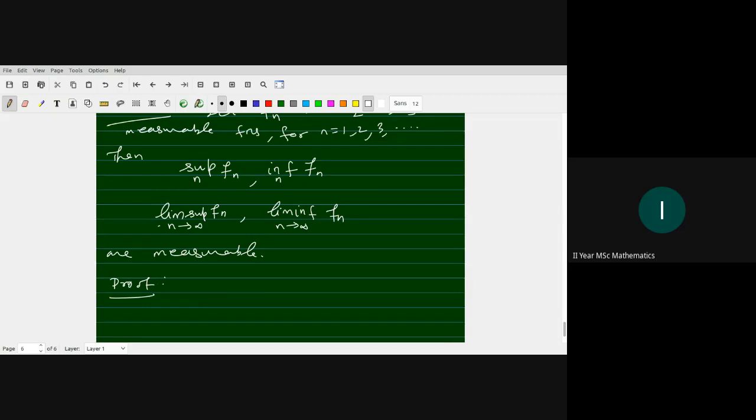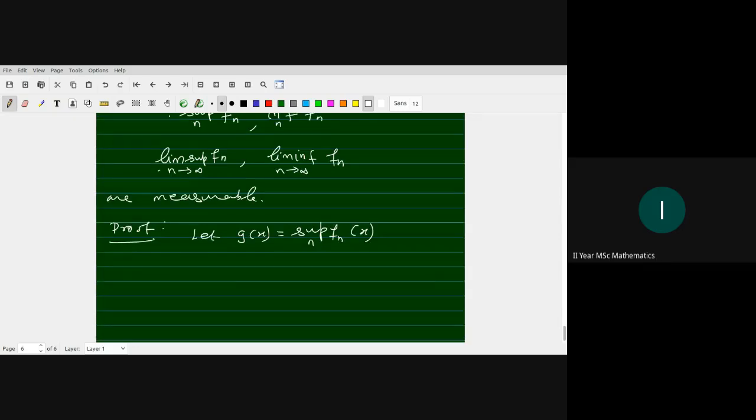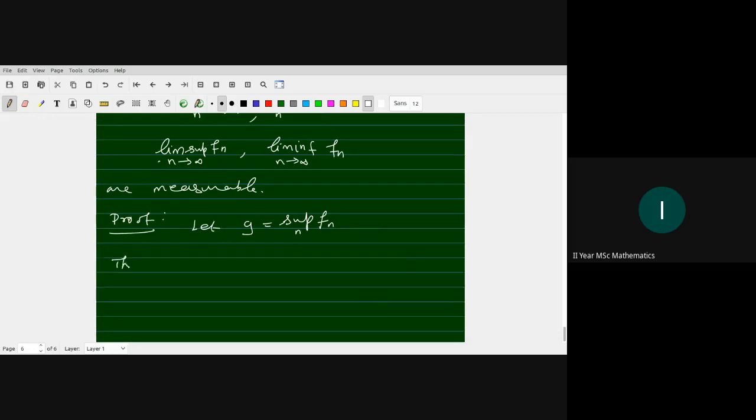To prove this, it is enough to prove it for the supremum, and all the others will follow similarly. Let g of x equal the supremum over n of f_n of x. Sorry, we define g as the supremum of f_n, which is a function. So g equals the supremum over n of f_n. By the definition, for each x belonging to capital X, g of x equals the supremum over n of f_n of x.